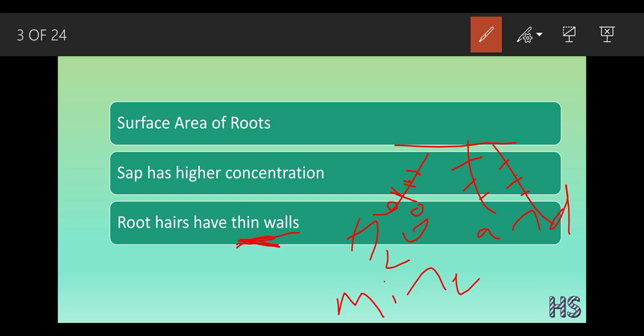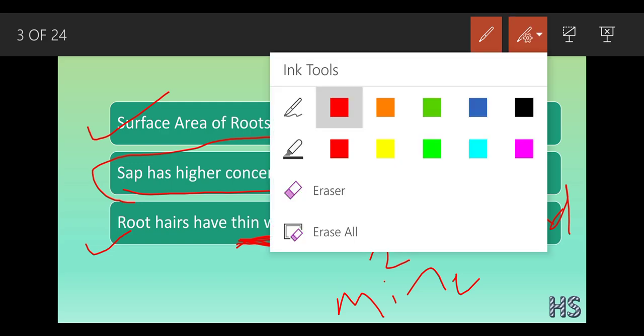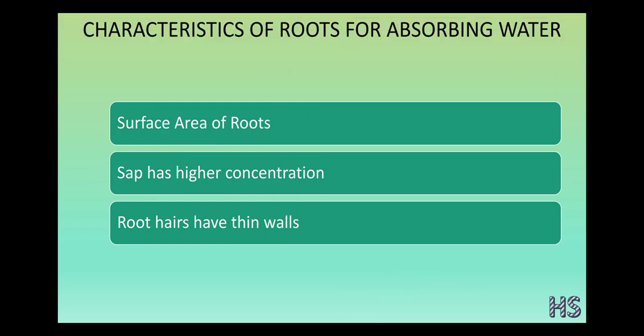Okay, so we have studied why the roots have this large surface area, so that the more the surface area, the more the absorption of water and minerals. The root hairs have thin walls because if the walls are thin, the water and the minerals can be easily absorbed, and this we are going to cover separately in osmosis by doing some experiments. Let's move to the next slide.